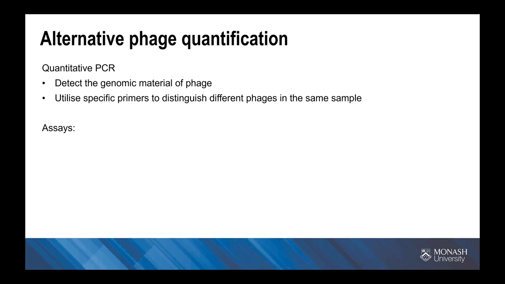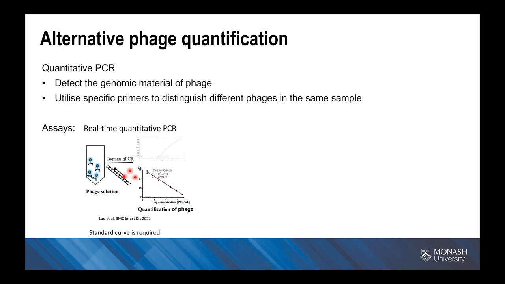But luckily, there are alternative phage quantification methods. One of them is by using quantitative PCR to detect the genomic material of the phage. In particular for phage combinations, the advantage of using this method is that we can easily identify and design different primers to distinguish different phages within a system. There are different assays that can be done. Using a conventional real-time assay, a standard curve is required for each target. And this actually makes it difficult to scale up due to the tedious optimization required.